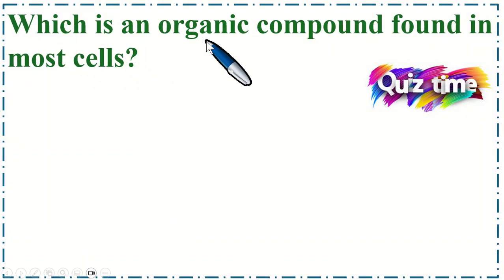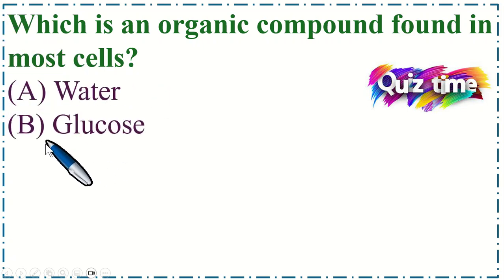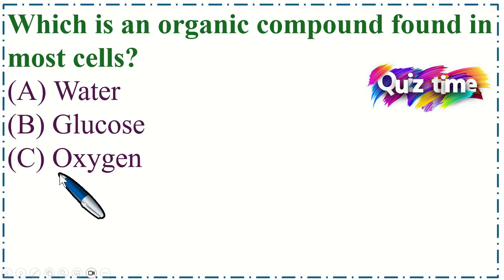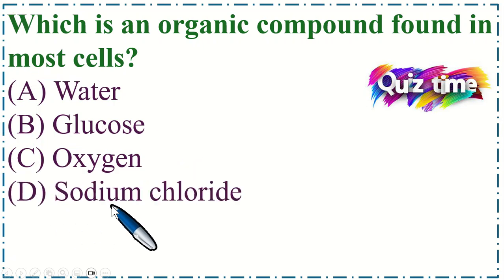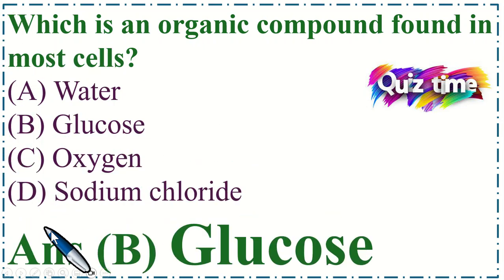Which is an organic compound found in most of the cells? Option A water, B glucose, C oxygen, D sodium chloride. Correct option is B glucose.